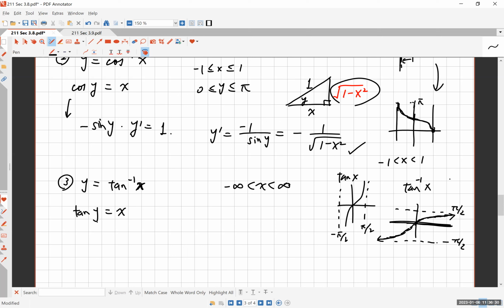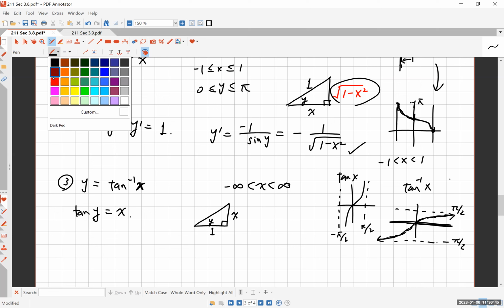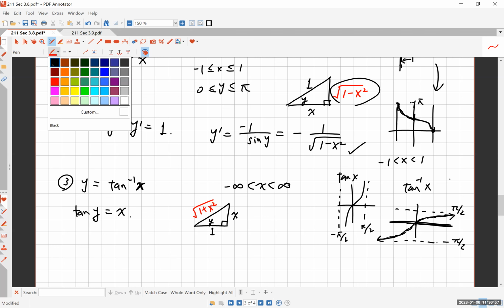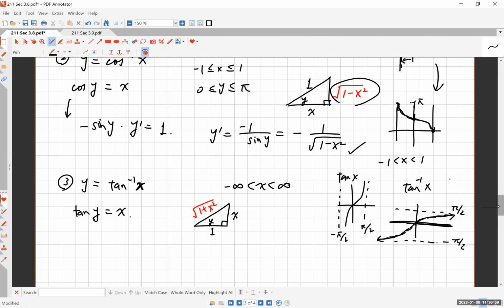Okay, all right, so now tangent of y is equal to x. Let's draw a picture of this. This is y, the angle, and the tangent of y is equal to x means this is x if the adjacent is 1, right? Now, we still have one missing side, which is the hypotenuse. And that hypotenuse now is what? This would be square root of 1 plus x squared. For the first time, we see plus because it's the hypotenuse that's missing.